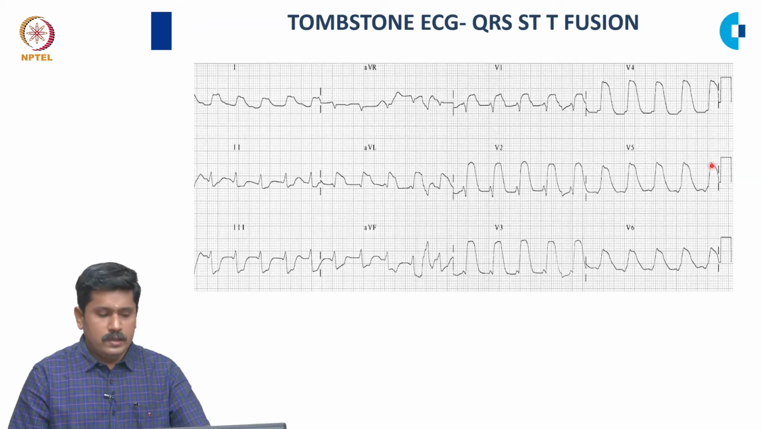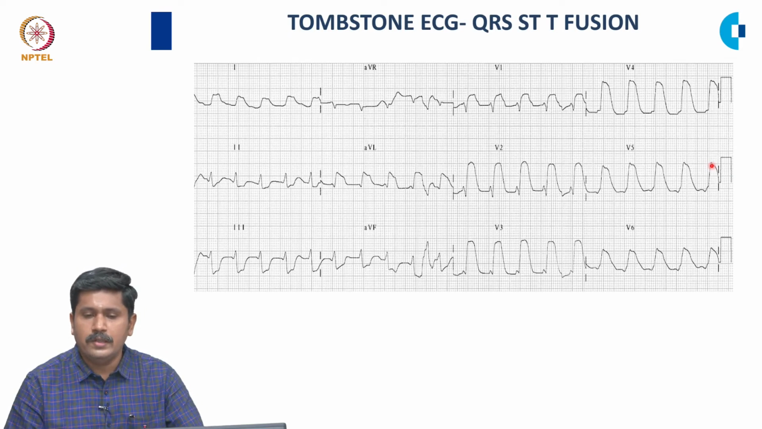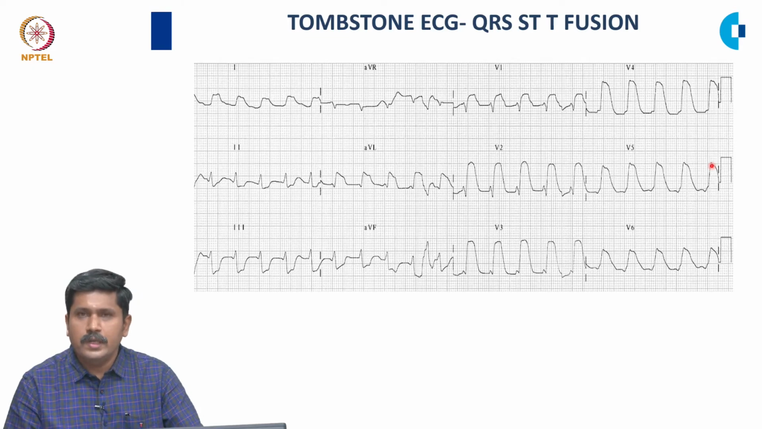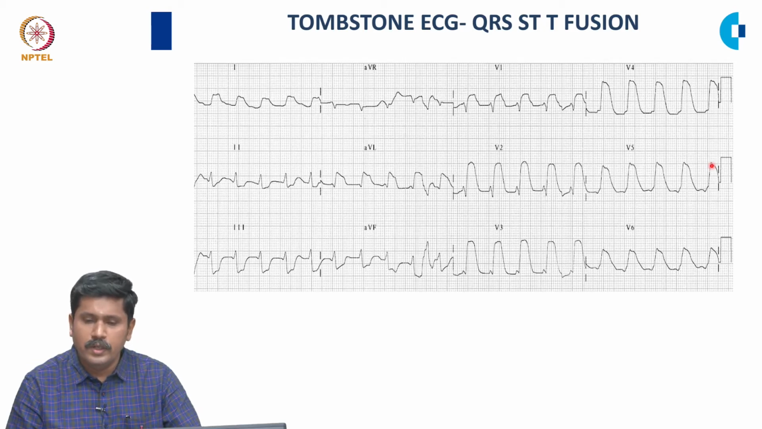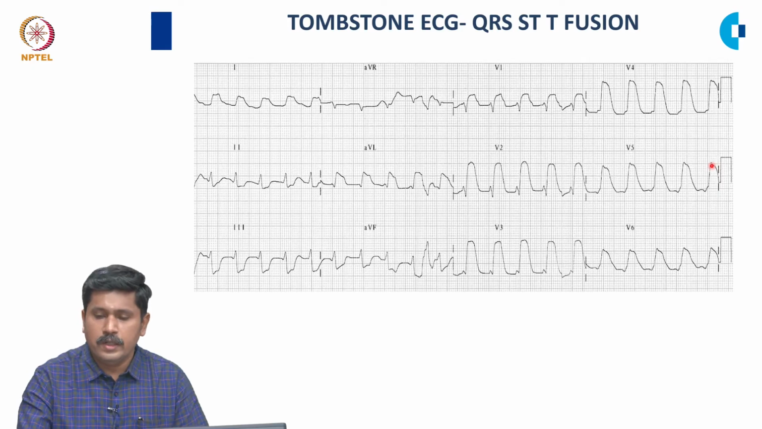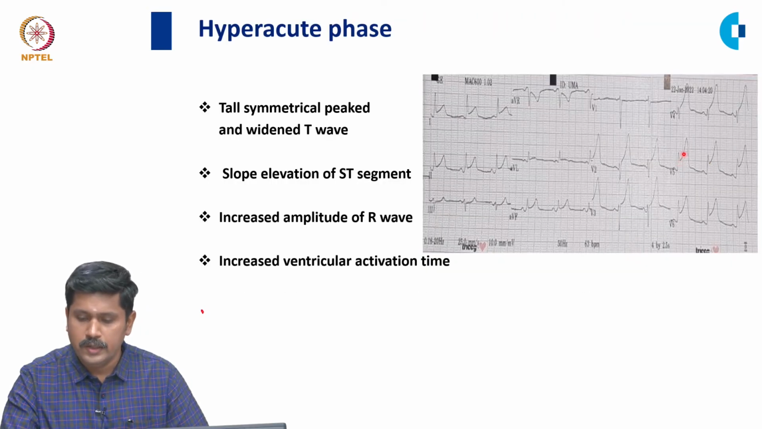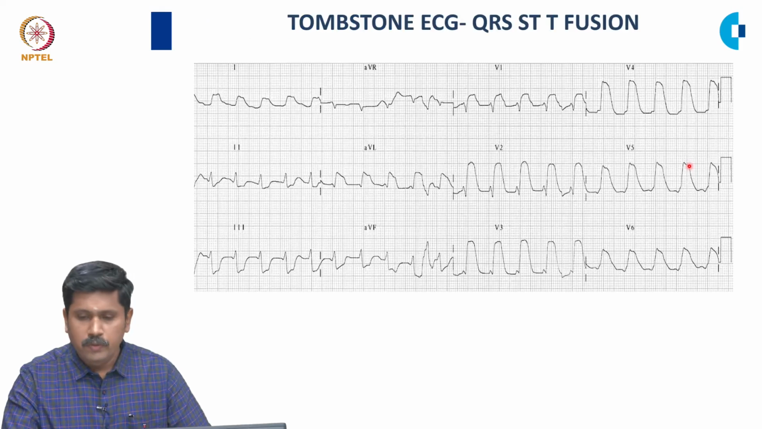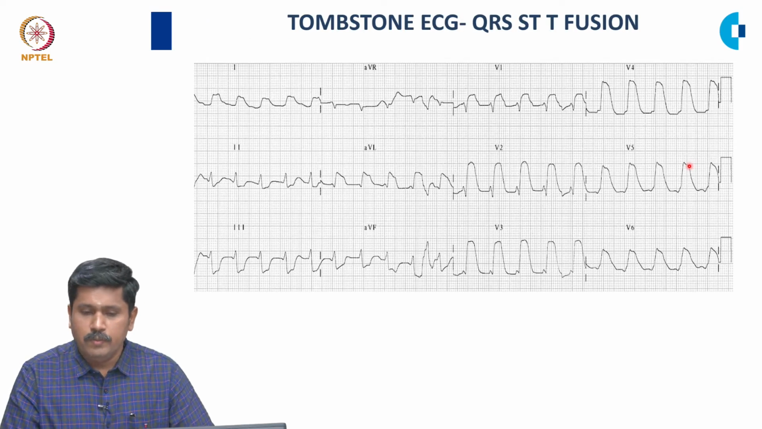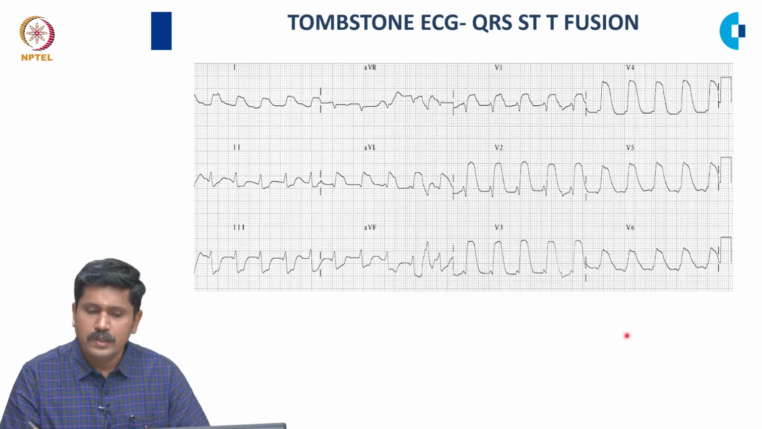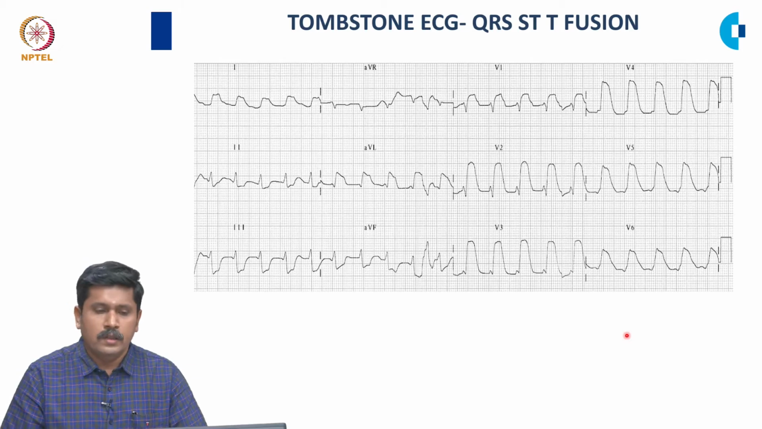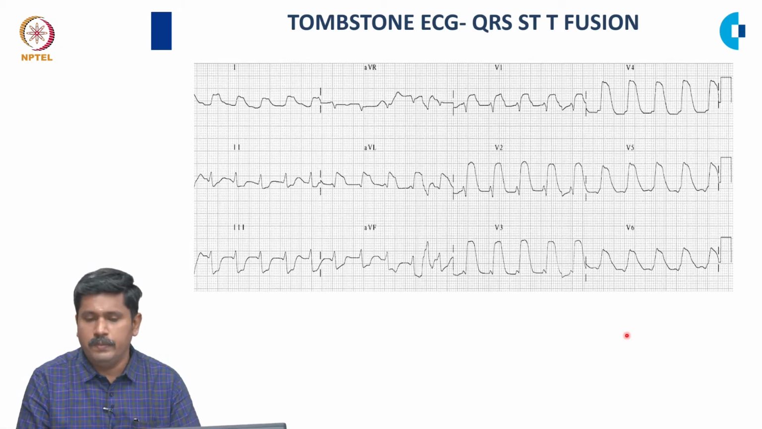So, the next ECG pattern is the fusion of the QRS and ST wave. This pattern also occurs in a patient with hyperacute, that is one of the earliest manifestations of myocardial infarction. Here you can see, instead of separate waves, the R wave, ST wave and T wave all merge together. The QRS complex, the ST and T wave merge together and form a single monophasic complex. This pattern is called the tombstone ECG pattern.